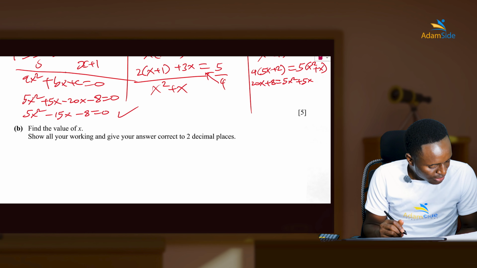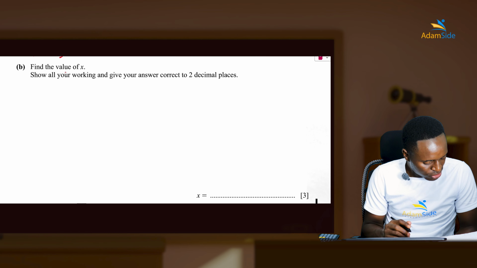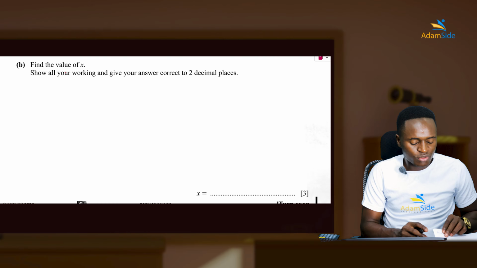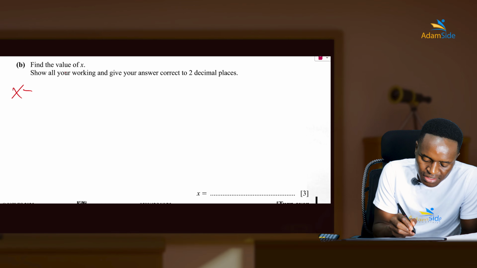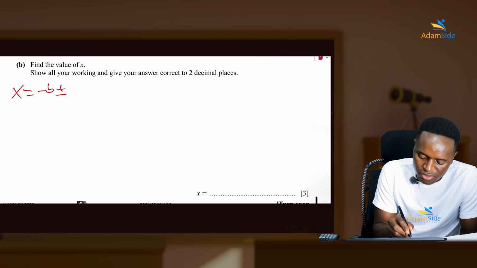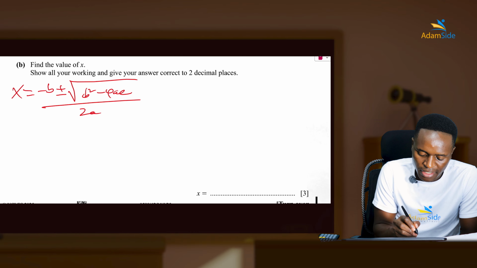This is how you do. And then B, find the value of x. Show all your working and give your answer correct to 2 decimal places. Use the formula method. x is equal to negative b plus or minus square root of b squared minus 4ac, over 2a.